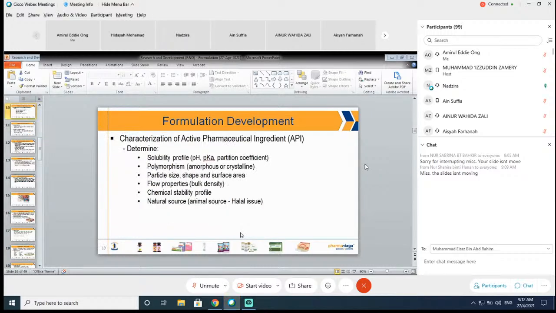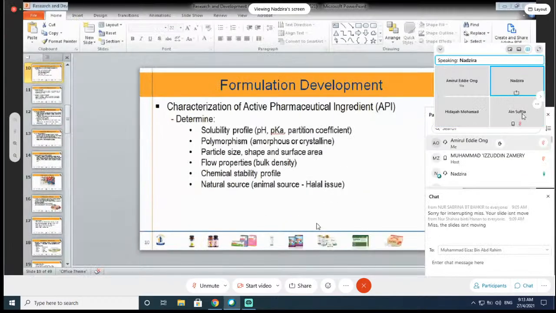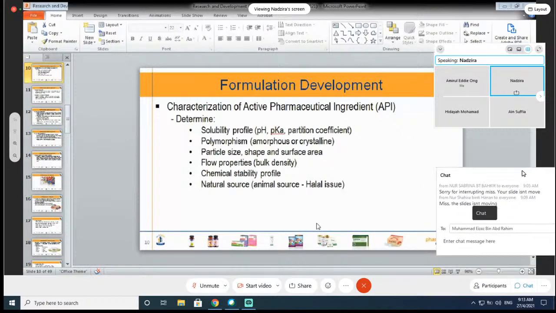So next is the characterization of the active pharmaceutical ingredient, which is API. The API is very important because it will give the therapeutic effect of the product. So for API, we need to determine the solubility profile. What is the pH, what is the acid dissociation constant, the partition coefficient, because it can affect the dissolution and also the drug bioavailability. Next, we have to determine the polymorphism, whether it exists as amorphous or crystalline, because different polymorphs will have different solubility, and can also impact the tablet dissolution.